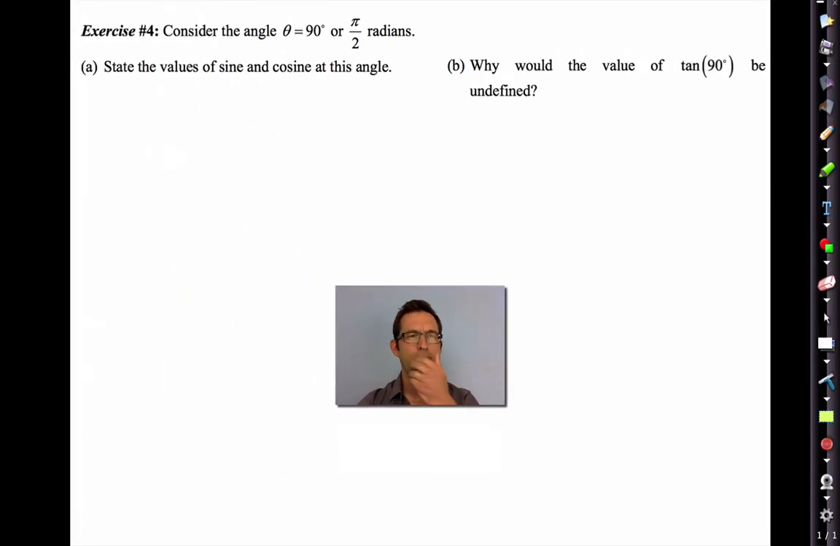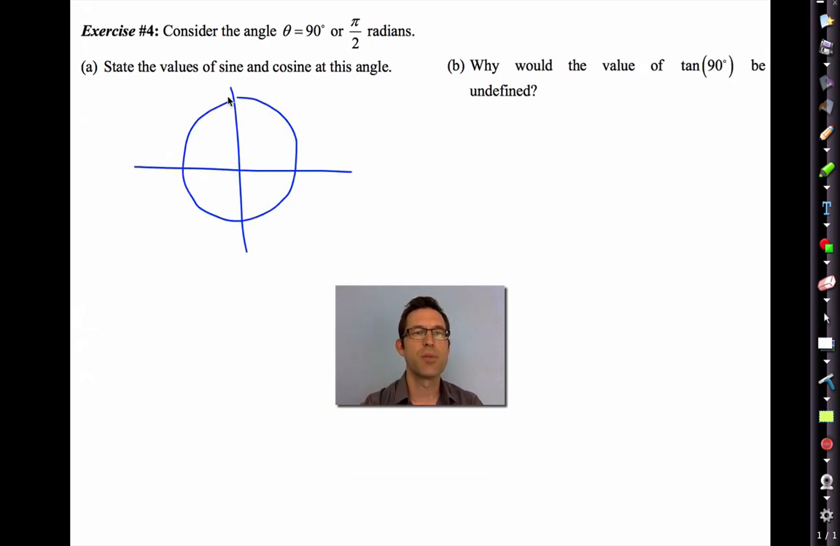Okay. This problem says consider the angle theta equals 90 degrees or pi over 2 radians. State the values of sine and cosine at this angle. Now, even if we weren't given the diagram of the unit circle, these should be a piece of cake because 90 degrees is up here. And of course, that's at the point (0, 1). So that means that the sine of 90 degrees, which is the y-coordinate, is 1. And the cosine of 90 degrees, which is the x-coordinate, is 0.